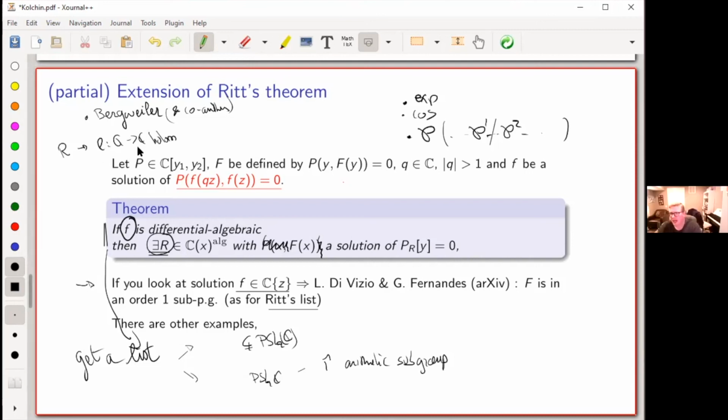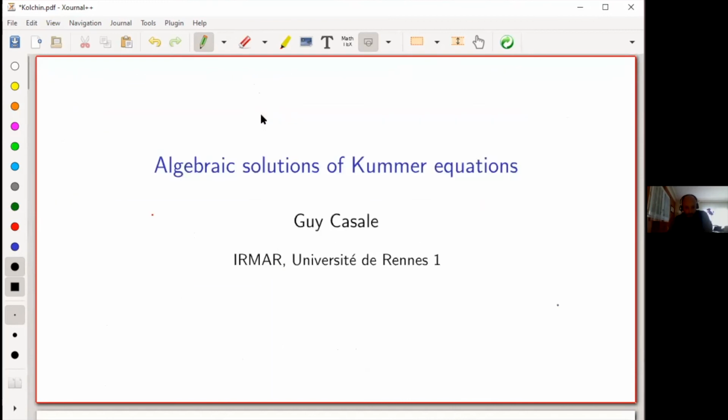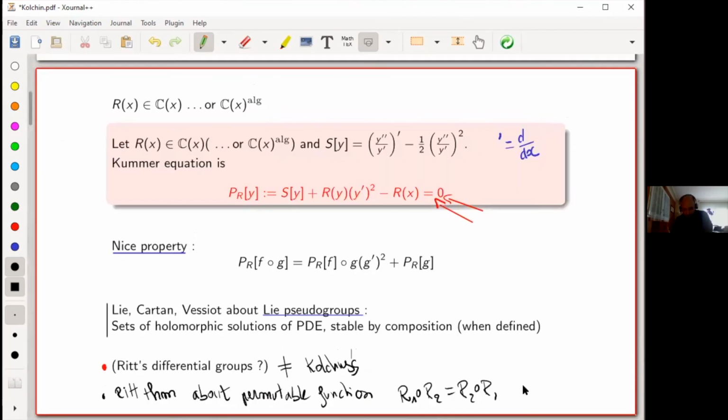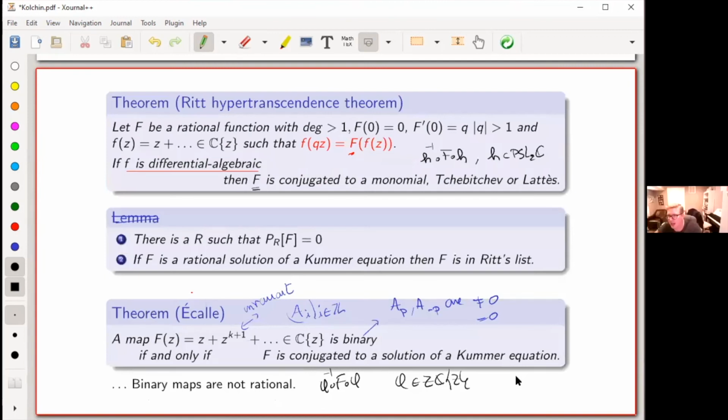Yeah, but Guy, I guess I'm talking about the theorem of Ritt at the very beginning of your talk. Permutable functions. Yeah. Or I can go at the very beginning. Yeah, I mean this Ritt hypertranscendence theorem. Okay. Yeah. So this has been generalized by letting F be a little bit more general than a rational function. Not more general because it does not contain it, but F to be an entire function.